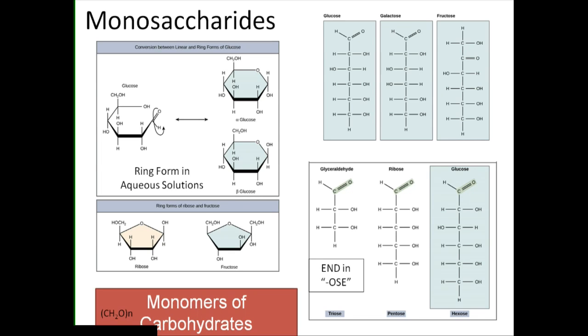The alpha and beta forms are two different isomers of glucose. This plays a key role in how they are joined together in the polymer. There's the alpha, and there's the beta structure. Notice just one little minor difference in the structure.